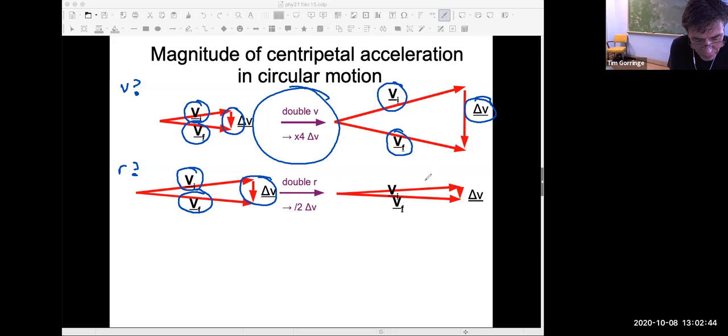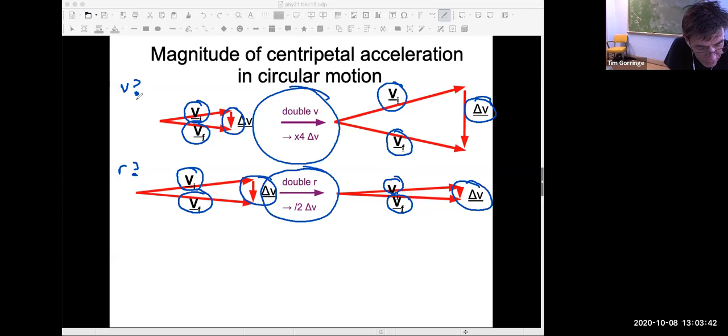If I double the radius of the circle, the velocity vectors' lengths don't change, still going around the circle at the same speed. What does change is the amount of direction change. If I double the radius of the circle, the direction change will halve, because now I've got a bigger circle. As I go around that bigger circle, I'm changing my direction less quickly. So now these two velocity vectors before and after are the same length as they were over here on the left, but the difference in their directions is smaller, and so the resulting change in velocity is smaller. Again, if you draw it carefully, if you double the radius of the circle, you actually halve the change in velocity.